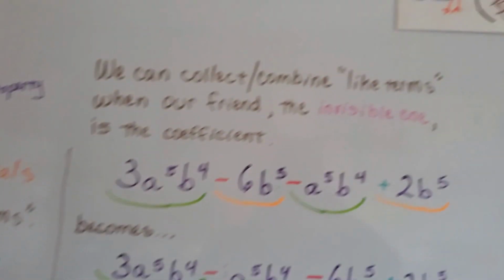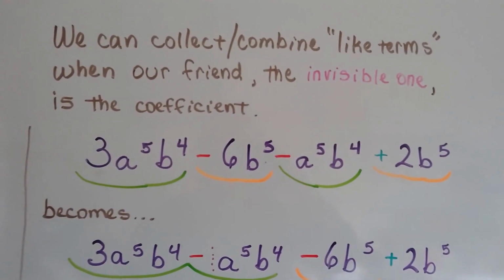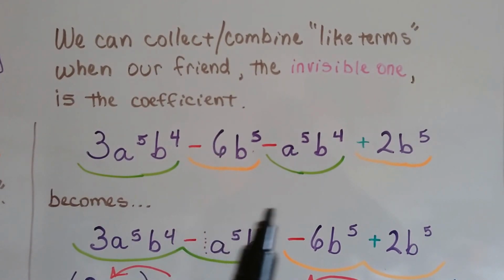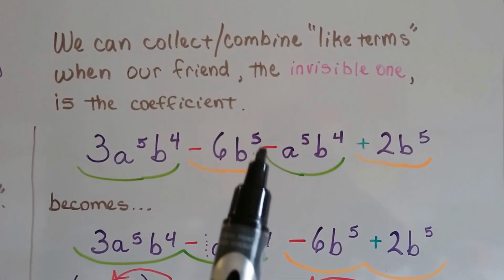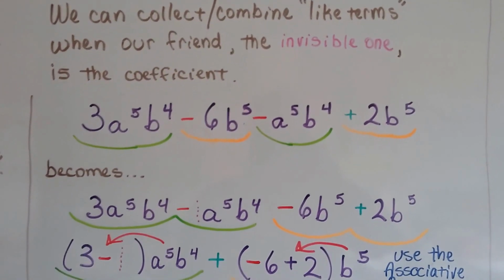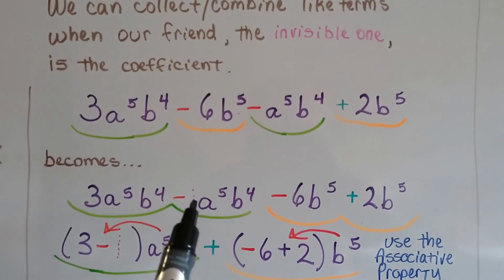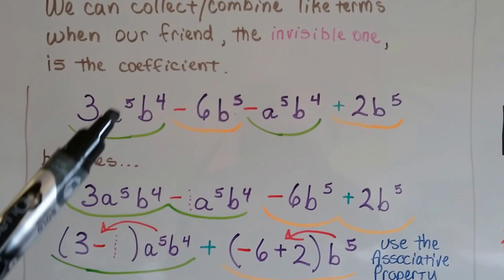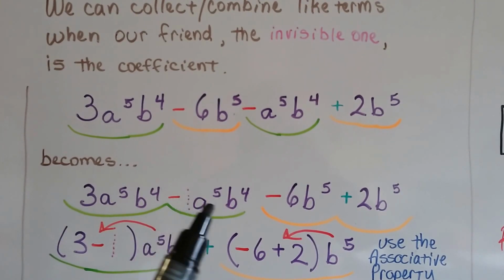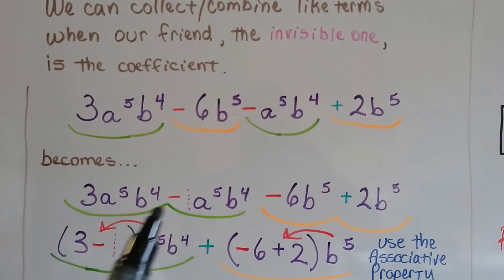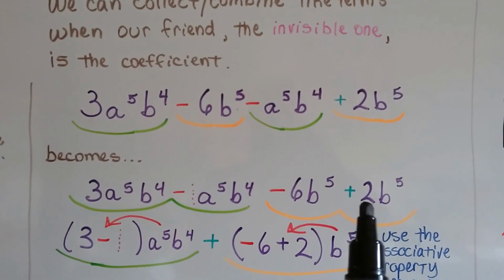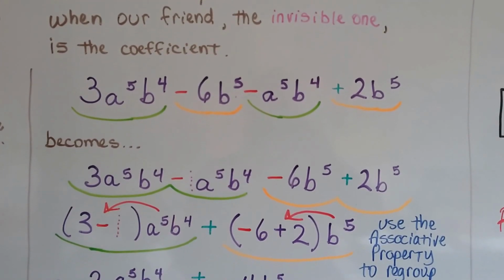So we can combine like terms when our friend, the invisible 1, is the coefficient. So we see the coefficient 3 here. We see a coefficient 6 here. Ooh, there's our buddy, the invisible 1. And you know what? He's a negative 1 here. And then here the coefficient is a 2. So we remember that our buddy, the invisible 1, is hiding in there. And we can combine a to the 5th power, b to the 4th power's coefficient with the invisible 1, see? Because it's got the same a to the 5th, b to the 4th, see? So those are like terms. This negative 6b to the 5th and 2b to the 5th are like terms, so we can combine them.